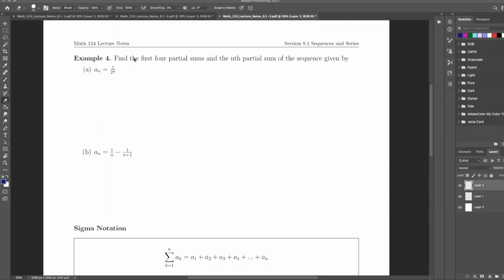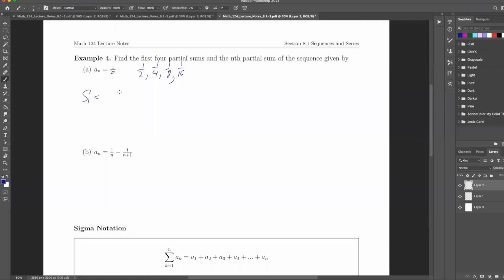All right, so let's do this. We're going to find the first 4 partial sums and the nth partial sum of the given sequence. Let's lay out the first term, the second term, the third term, and the fourth term. So here are our first 4 terms. Everyone okay with how I got this? It would just be 2 to the 1, 2 to the 2, 2 to the 3, 2 to the 4.